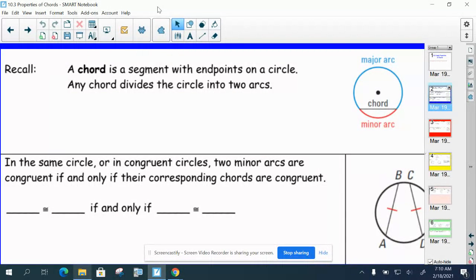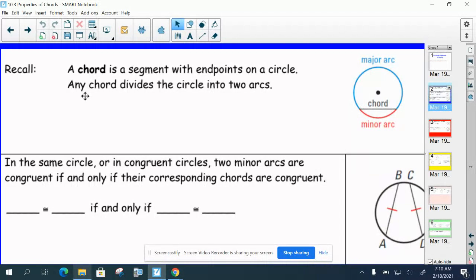So the first thing to recall is the definition of a chord. A chord is a segment with endpoints on the circle. A chord can also be a diameter if it goes through the center of the circle. So a chord is also like the segment version of a secant line, where a secant line goes through the circle and a tangent line only touches the circle at one point.